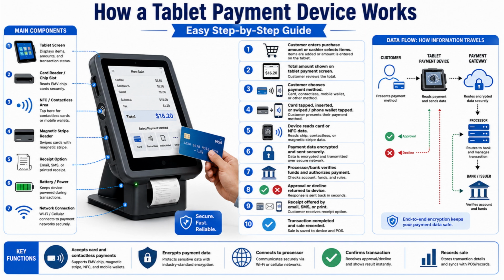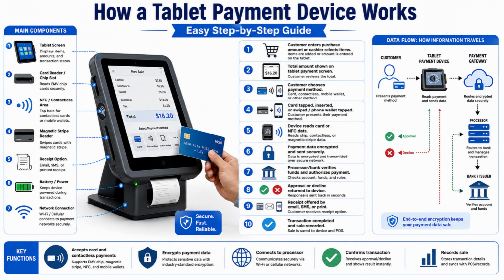Afterward, the payment data is encrypted and sent securely through Wi-Fi or cellular network. This encryption helps protect sensitive payment information while it travels from the tablet payment device to the payment gateway and processor. Next, the payment gateway forwards the request to the processor and bank or card issuer.